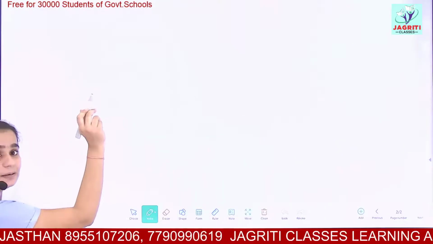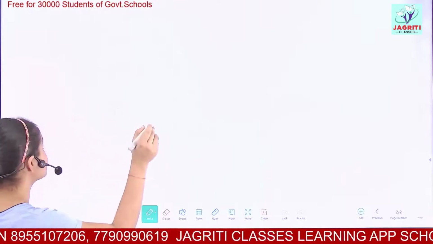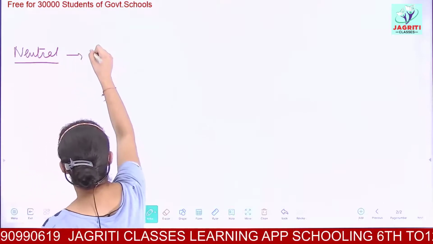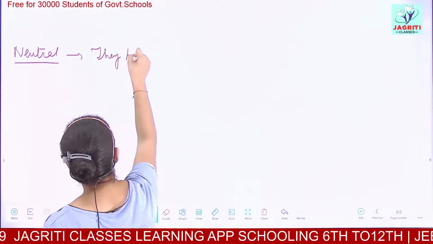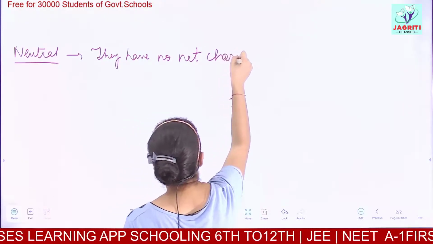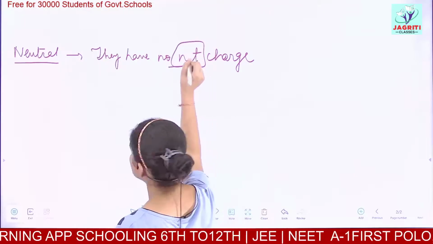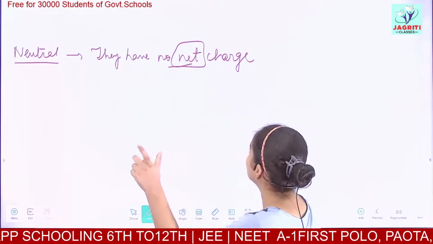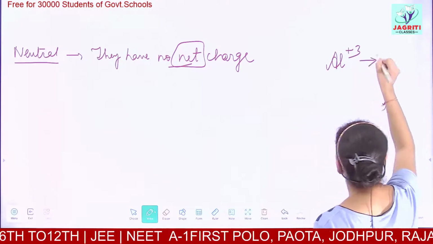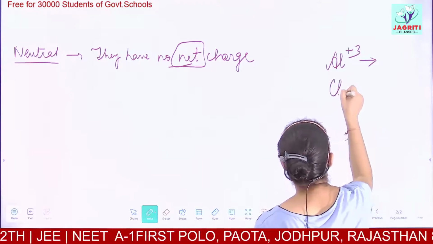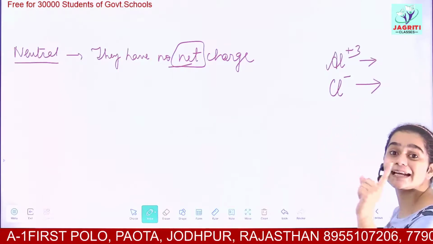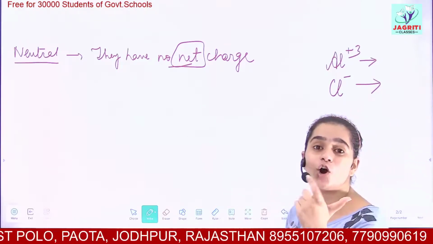Ionic compounds, as already mentioned, are made up of ions. And neutral means the compound has no net charge, that is, no final charge is present on the compound. Okay? If I take Al+3, this is the aluminium ion. Then I take Cl-. This is a chloride anion. Negatively charged ions are anions. Positively charged ions are called cations.